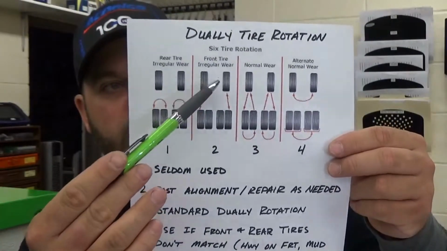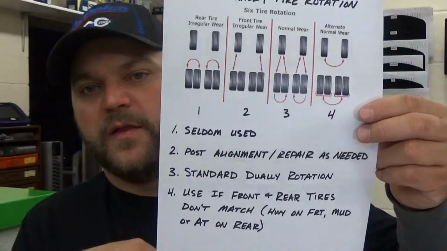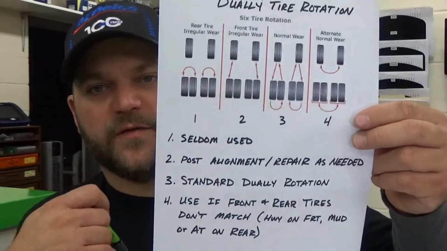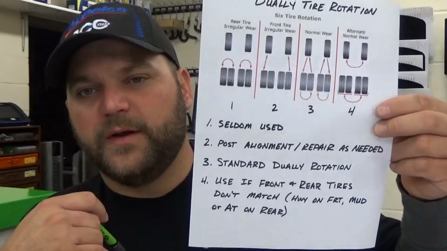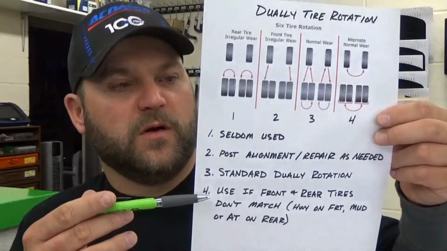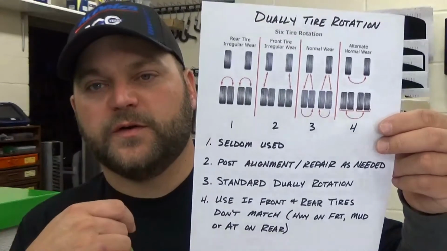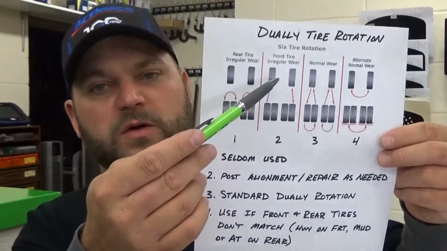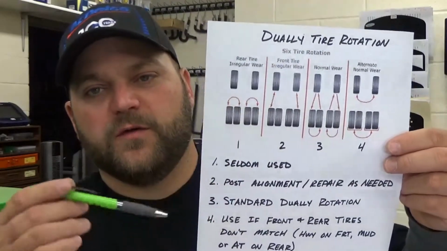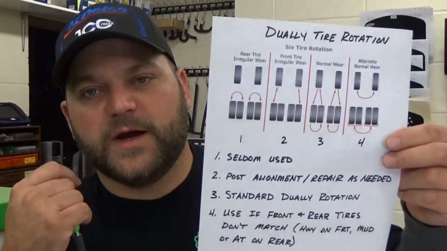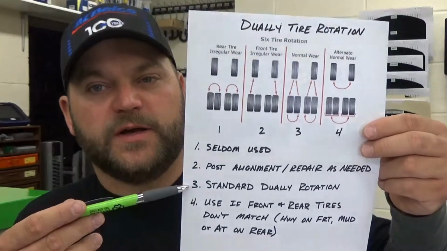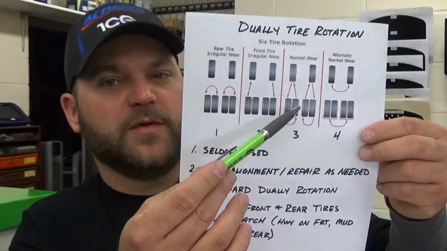Number two, for irregular tire wear, the most common use of this is going to be after we do an alignment. If the front tires were cupped and we're wanting to square them up, we can move them to the rear and bring two of them from the rear to the front. And if you go from front to outside dual here, you're also going to reverse the direction on both of those tires.